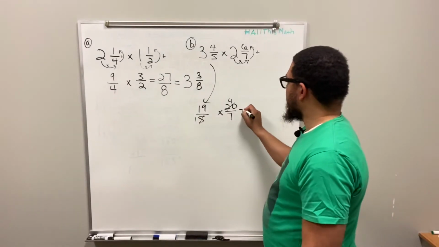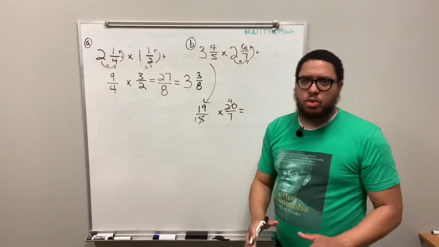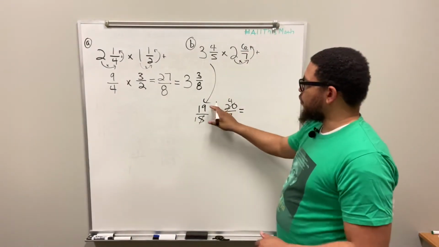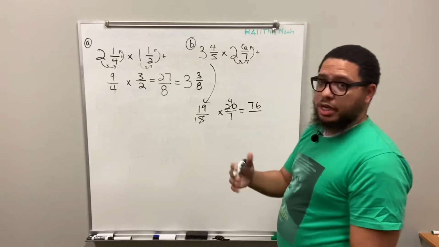So now I do 19 times 4. And if you don't know that off the top of your head, that's cool. You can get a calculator, or you can do the manual math on paper. But 19 times 4 is 76, right? Your calculator will tell you that too, all right?